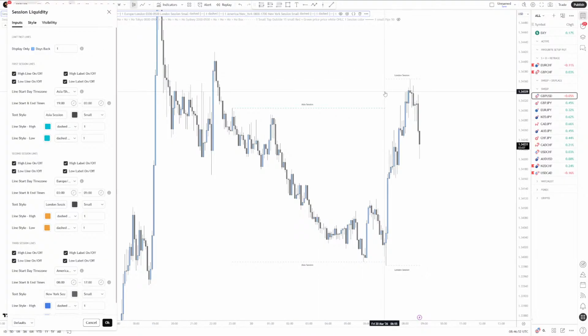Asia session ends in our time, 7 a.m., which is GMT. And that's this blue line here, which is 3 a.m. here. So this time is currently 4 hours behind. So 7 a.m. to 9 a.m., sorry, this is the London session's kill zone. It's not the full session. The full session will be to 5 p.m.